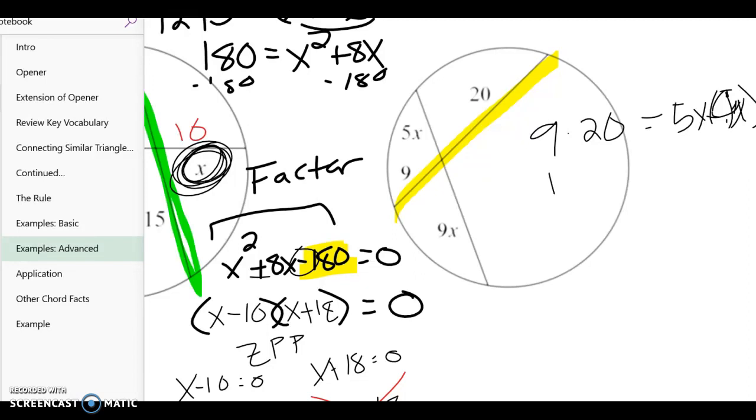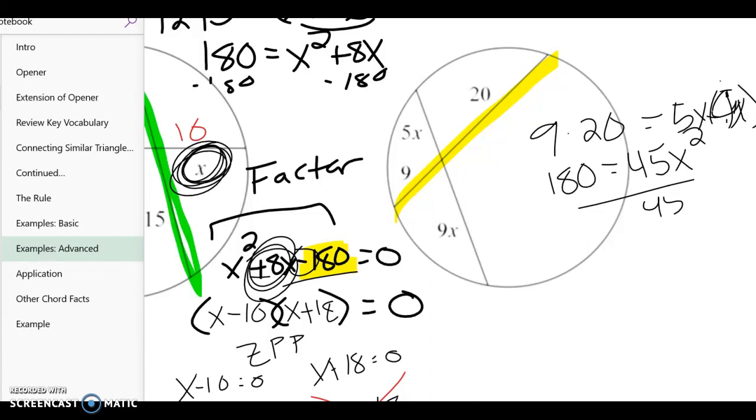So what is 20 times 9? Well, you guessed it, it's 180. 5 times 9 is 45. x times x is x squared. Now, this is completely different from this over here because I don't have this middle term, 8x. So when that happens, I'm going to divide by that coefficient and get x squared by itself. Well, 180 divided by 45 is 4, equals x squared.